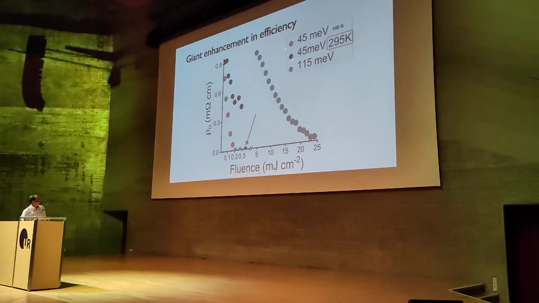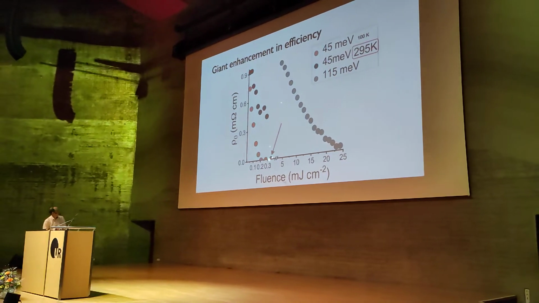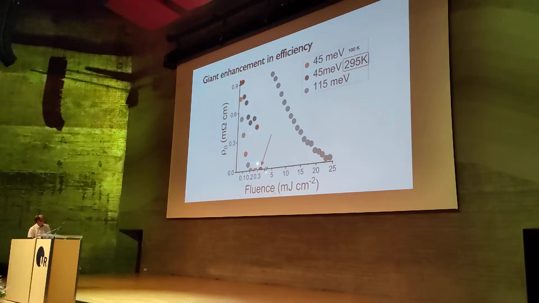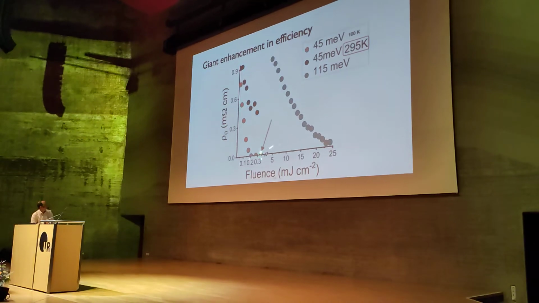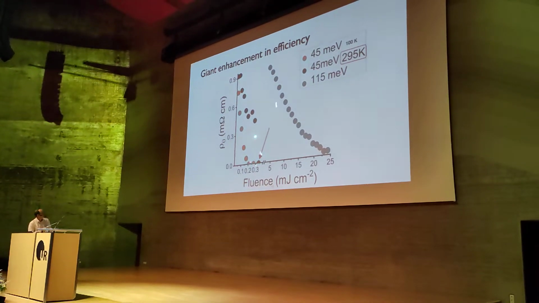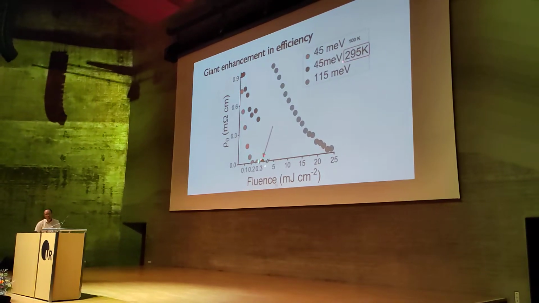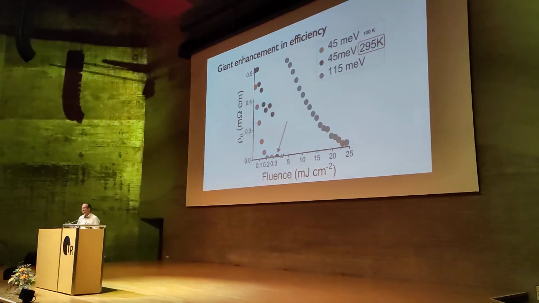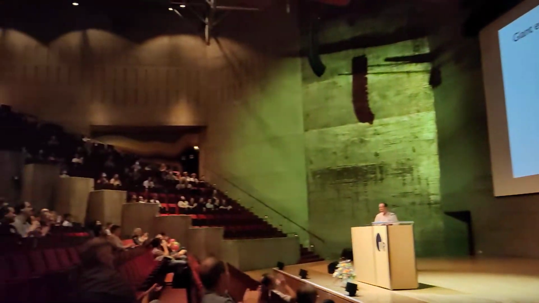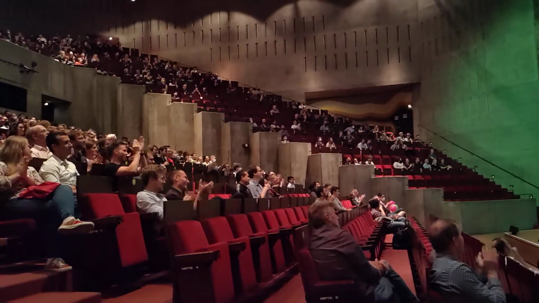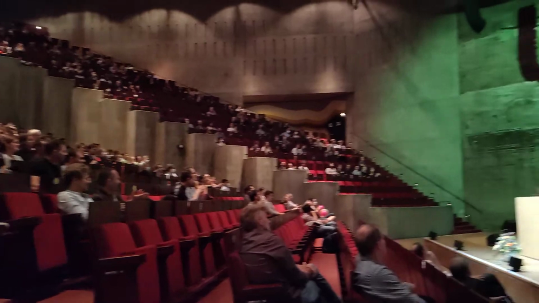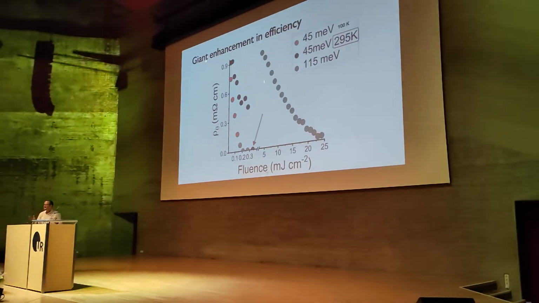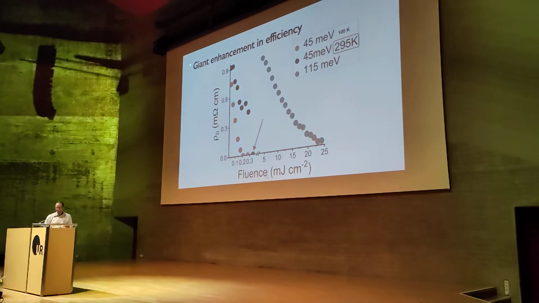This is 295. It goes down to zero at somewhat higher fluence, but okay, you need more fluence than at 100, but still goes down to zero. Really, guys, I'm the theorist here. I did nothing. I'm only explaining it.